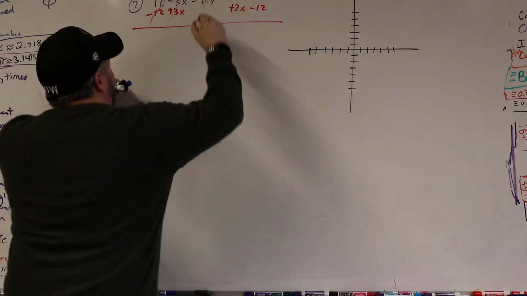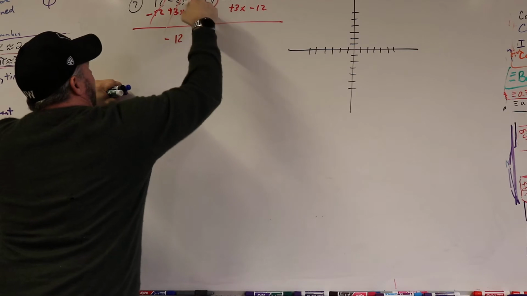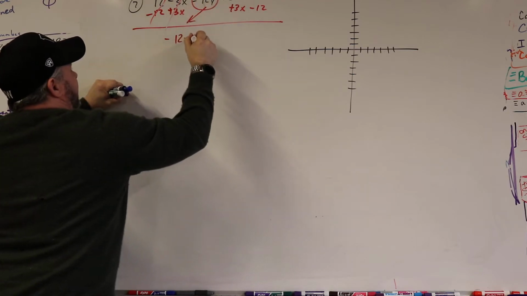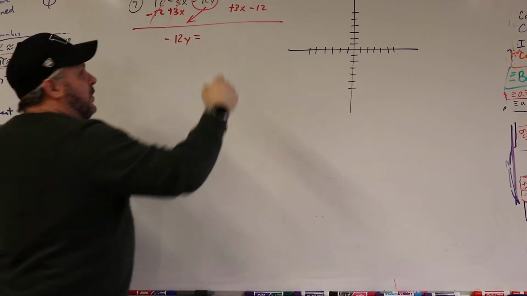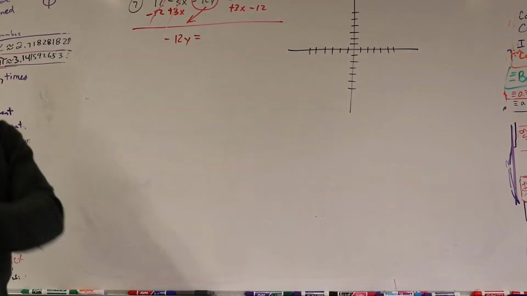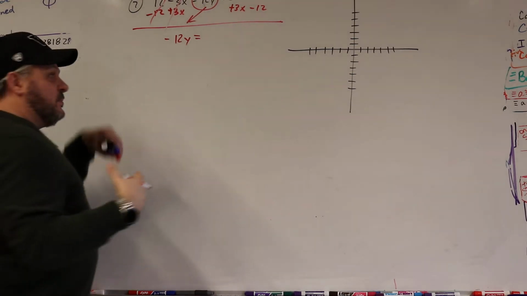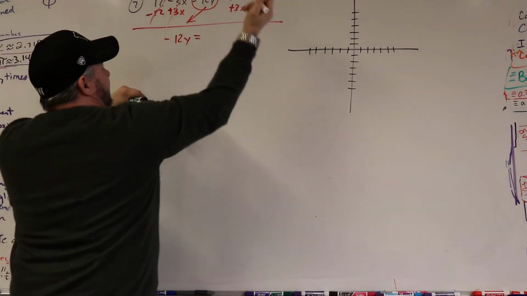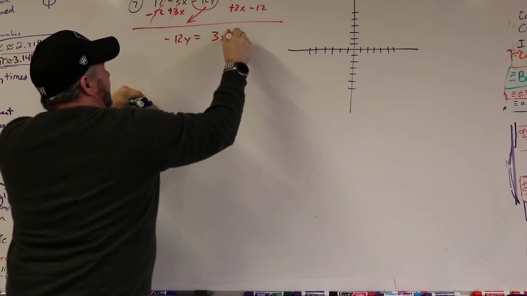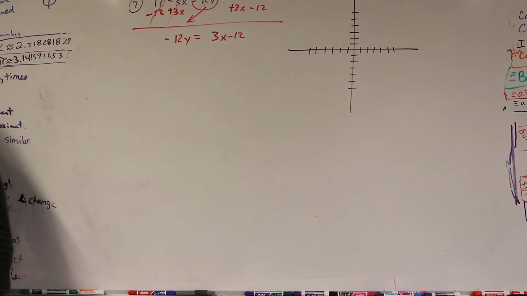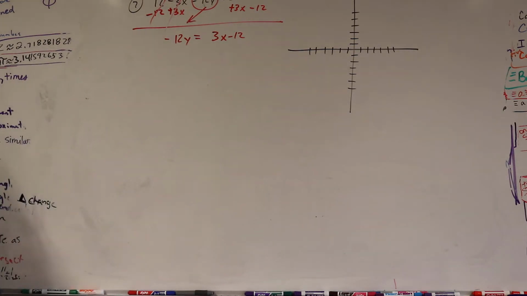We're trying to get the Y by itself. Negative, now that's the whole Y. Negative 12Y equals what? Well, whatever this number is, or if it was 5X, whatever's over there, you add to it. Does that make sense? Okay, so there's nothing there, it's a 0. So therefore, it's just going to be 3X minus 12, right? Now we're almost there. What do we do next?